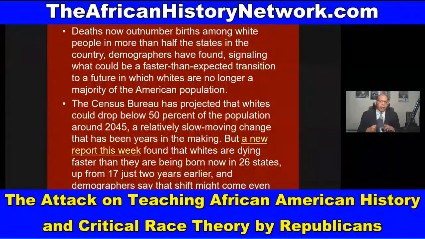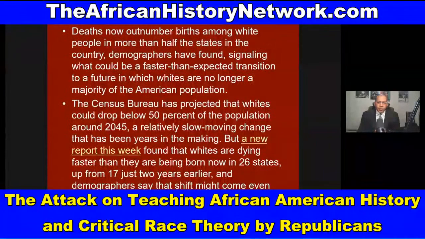Demographers have found signs of what could be a faster than expected transition to a future in which whites are no longer a majority of the American population. The U.S. Census Bureau has projected that white people could drop below 50% of the population around 2045, a relatively slow-moving change that has been years in the making.